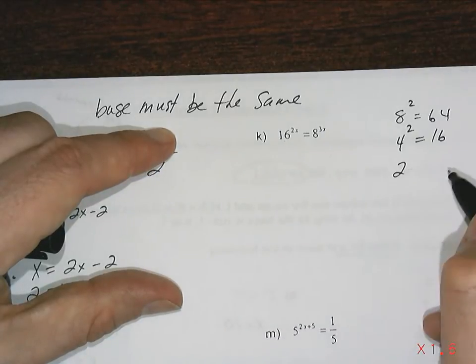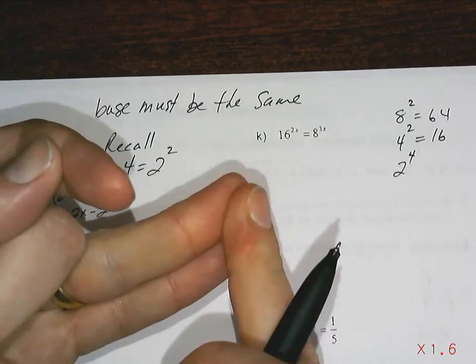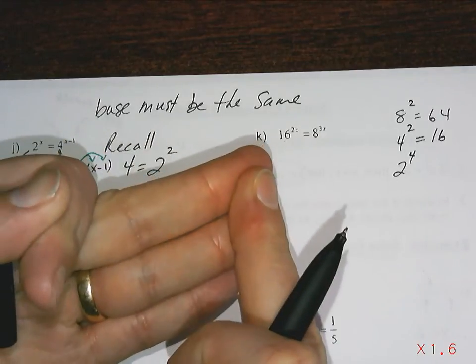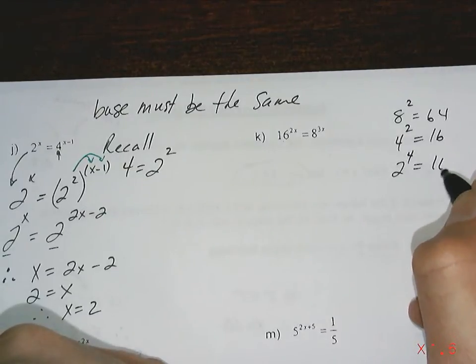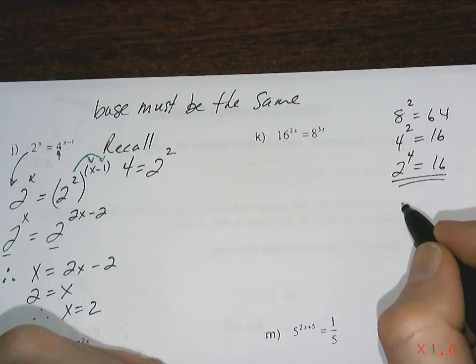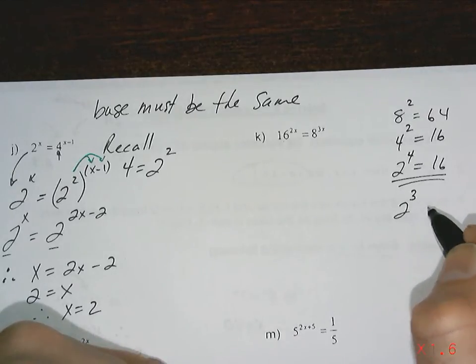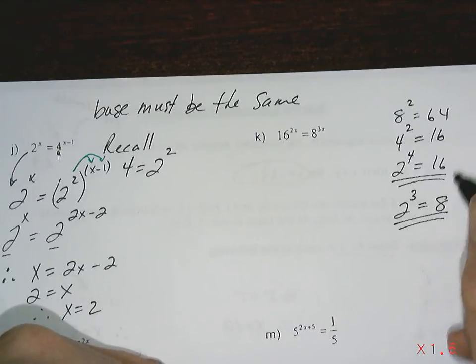16 can be changed to base 2 to the 4. 2 times 2 is 4, times 2 is 8, times 2 is 16. So that's a good one. I can use that one. And 8 can be changed to base 2 to the 3. 2 times 2 is 4, times 2 is 8. So that one can be used.